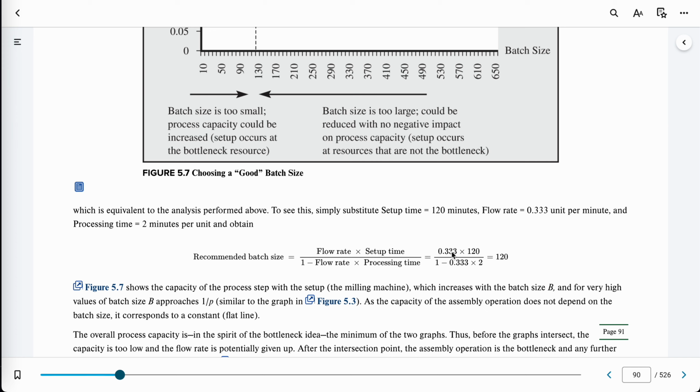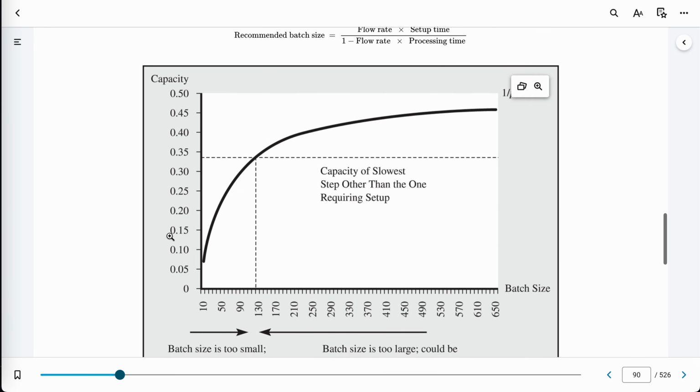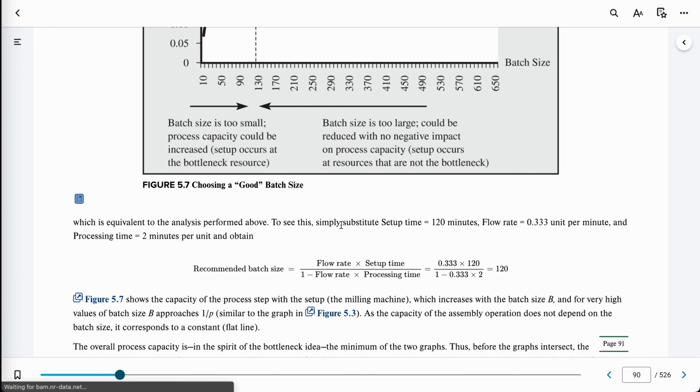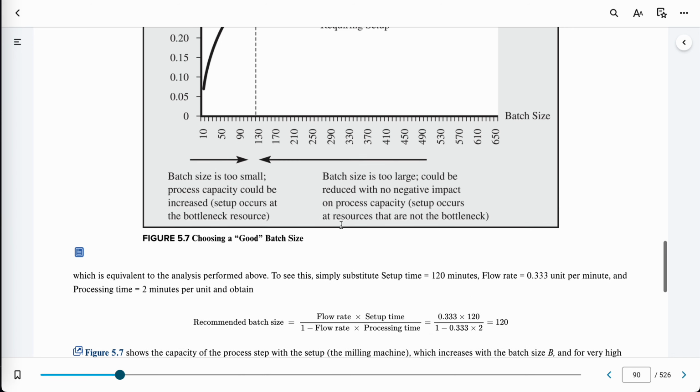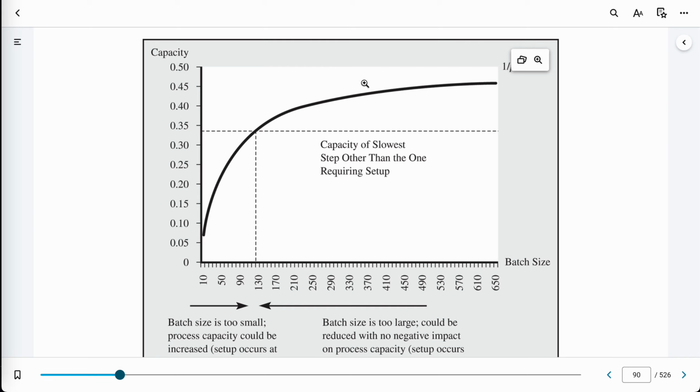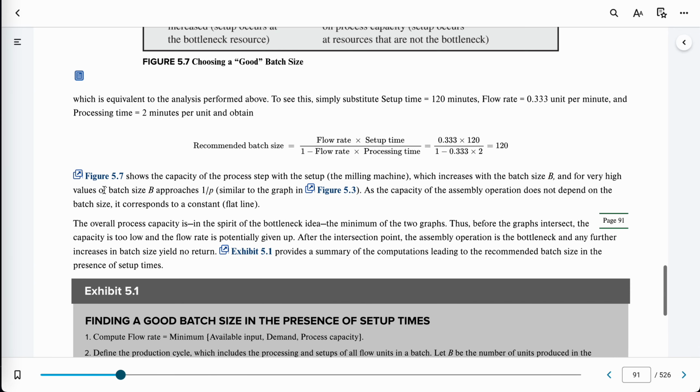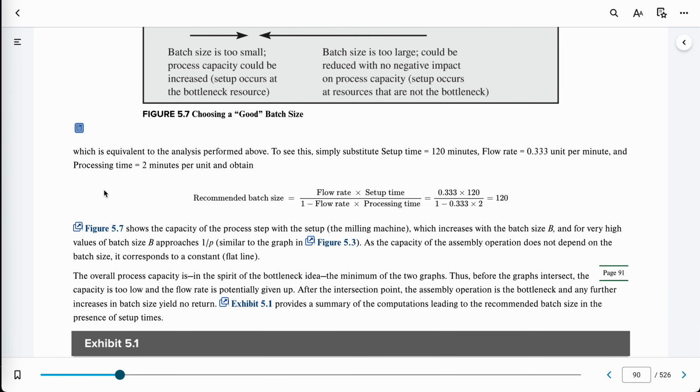So for the recommended batch size, 1/3 was the flow rate, 1/3 times the setup time, which is 120 minutes, divided by 1 minus the flow rate, which is again 1/3 times 2, which is the processing time. That gives you the recommended batch size, which is 120. And if you notice, as the batch size grows, the time per unit will approach 1 over p, the maximum that you have here, but it will never be exactly 1 over p because we have setup times. And that's how we calculate the recommended batch size.